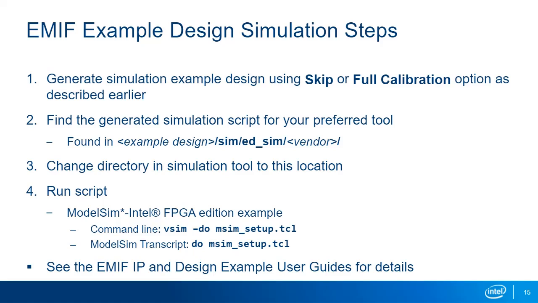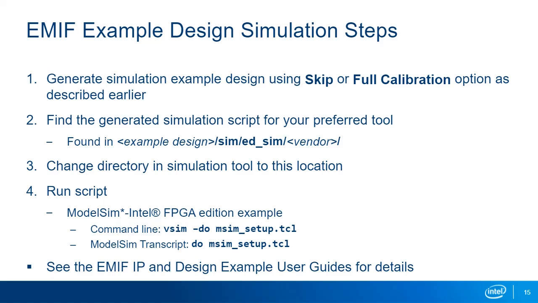Next, look for the simulation files generated for the example design. By default, you'll find them in a sim directory in a folder with the name you selected when generating the example design. Look for the folder of your preferred simulation tool vendor. A simulation script for your preferred tool can be found in this location. Now, point your simulation tool to this location and run the script found there.